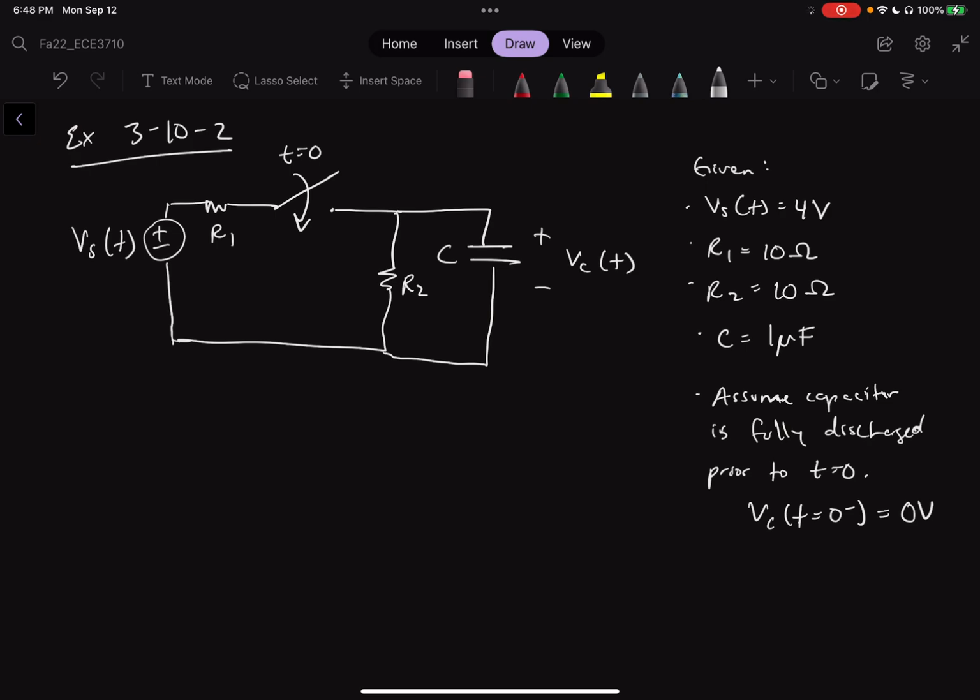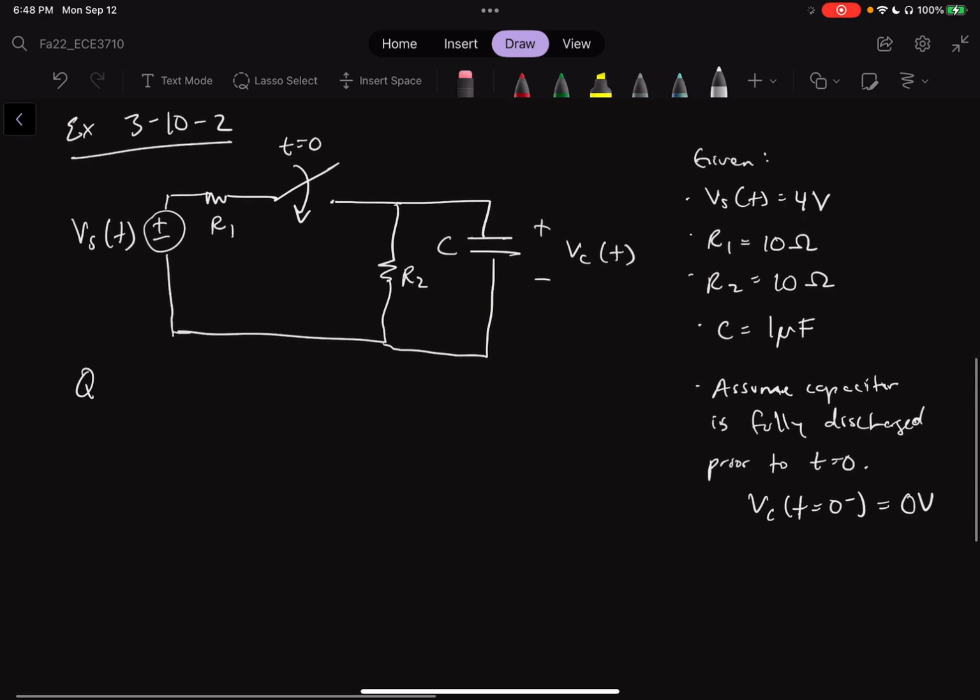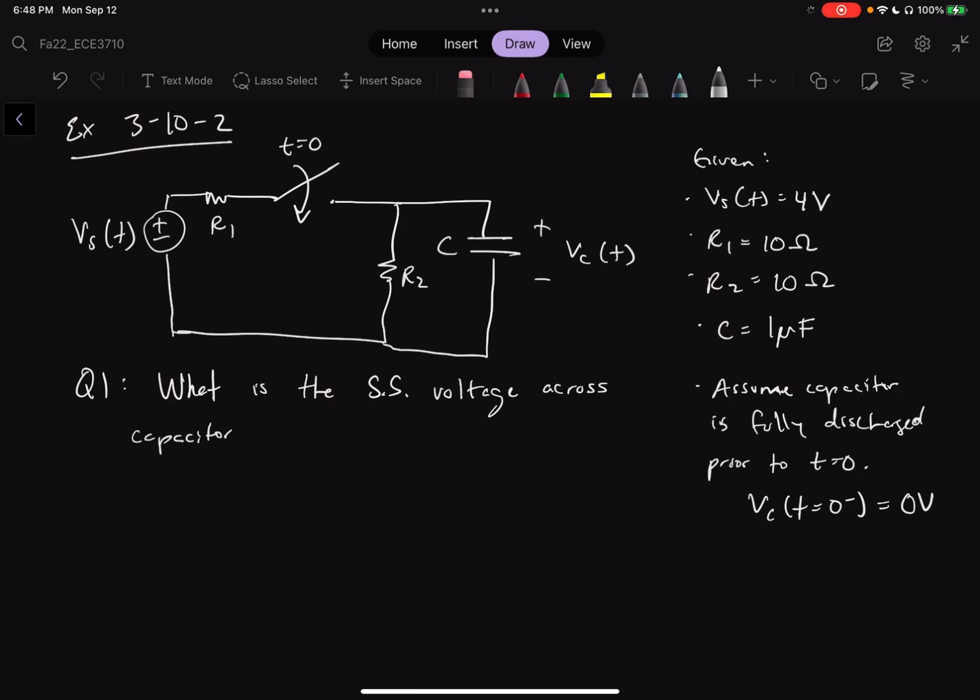Okay, now, question number 1. What is the steady state voltage across the capacitor after the switch has been closed for a long time? Okay. What is that asking for?